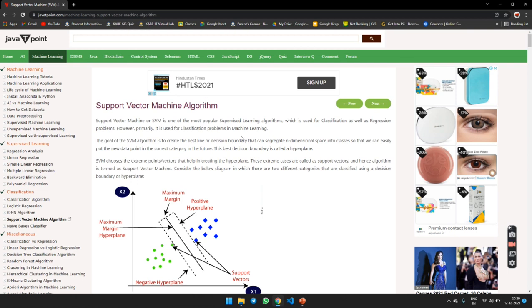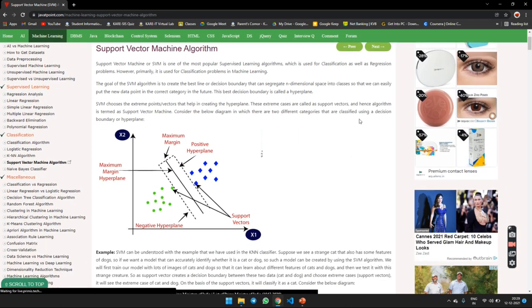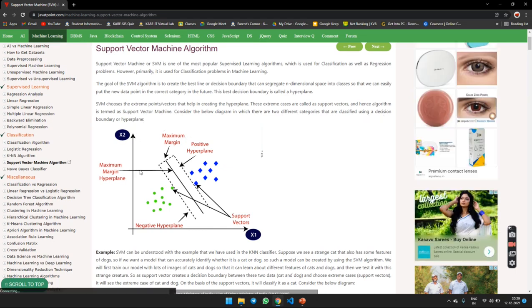The best decision boundary is called a hyperplane. SVM chooses the extreme points or vectors that help in creating the hyperplane. These extreme cases are called support vectors, and hence the algorithm is termed support vector machine. Consider the below diagram. There are two different categories that are classified by the decision boundary or hyperplane.